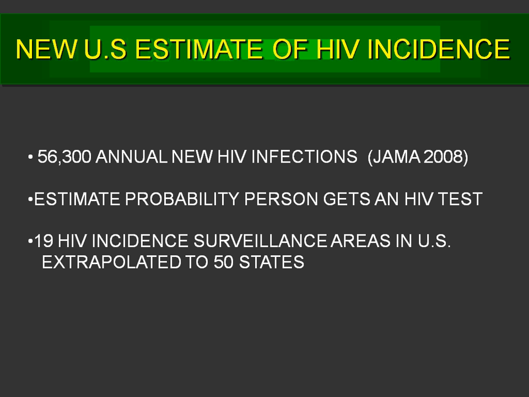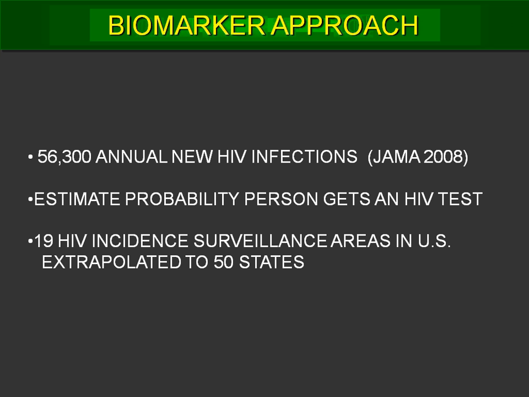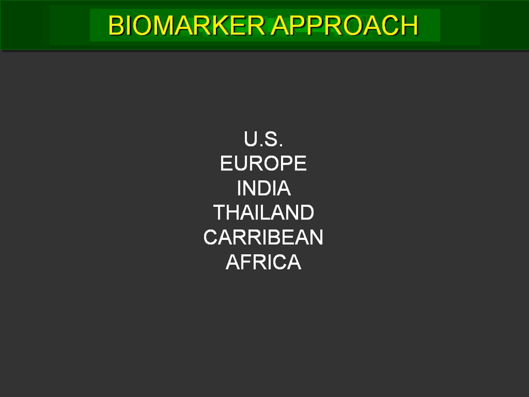There were complications here because it was not a random sample of people who were being tested with the biomarker. They had to estimate a probability of people coming in to get their HIV test, and the data was based on only 19 surveillance areas and had to be extrapolated to all 50 states. So there were complications, but basically that was the heart of the idea. And in fact, this biomarker approach is now being used in a lot of countries successfully.